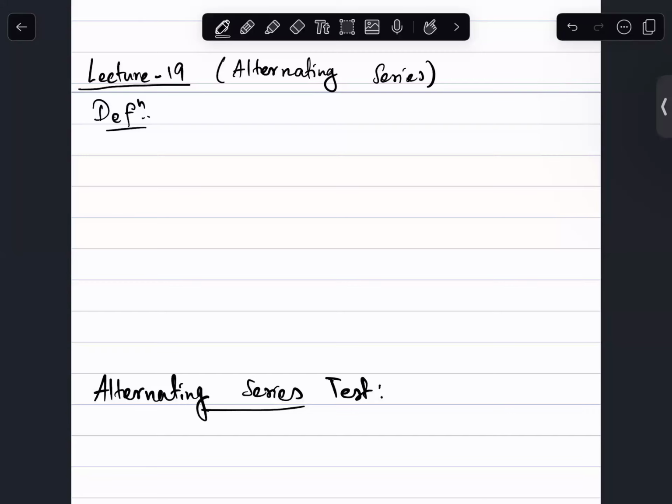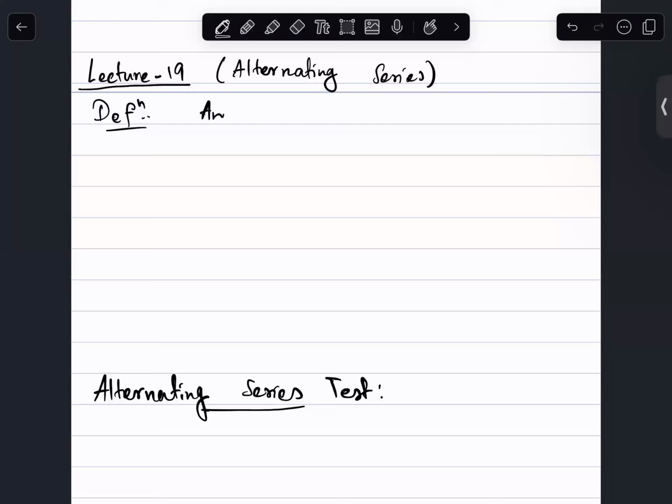Hi, this is lecture 19 of MA 221, and today we'll be discussing alternating series. Okay, so first let us look into the definition of the alternating series.